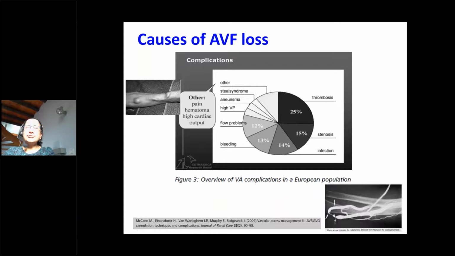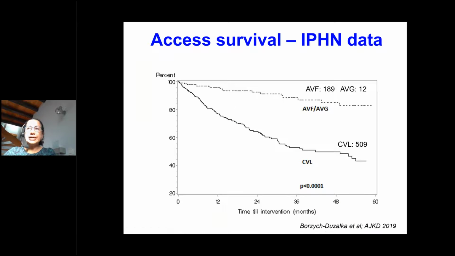Steal is extremely rare in children compared to older adults, where they can have peripheral vascular disease that can increase the risk of steal syndrome. So access survival, as per our IPHN data, and as I'm sure you will predict, the optimal survival is in an AV fistula compared to a CVL. Now for this analysis, fistulas and grafts are combined together, but as you see, there's a distinct improvement in survival with fistulas compared to grafts.